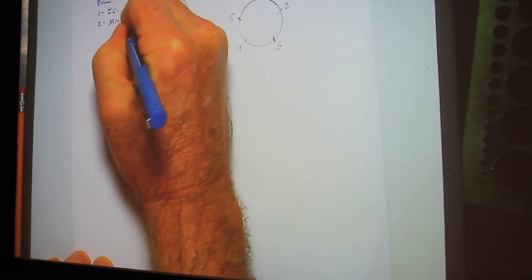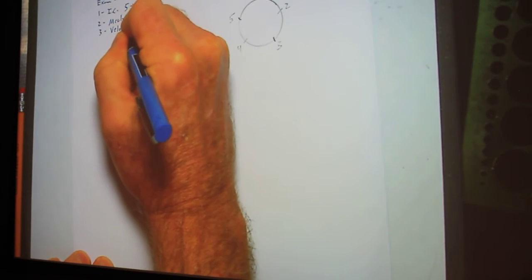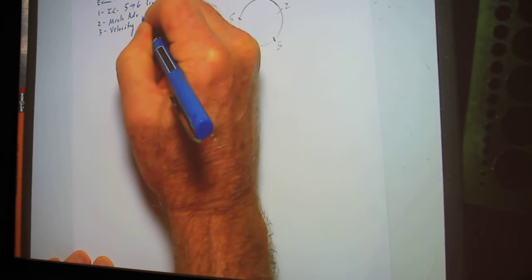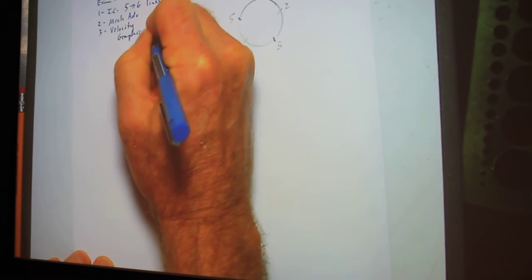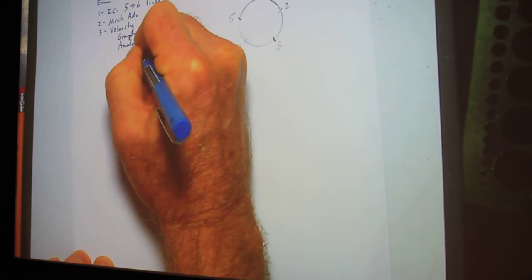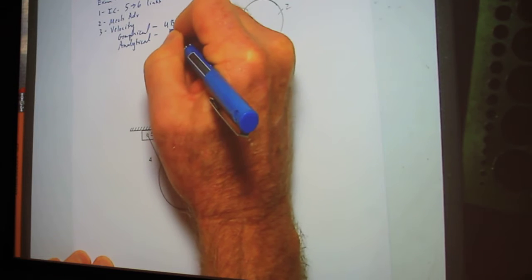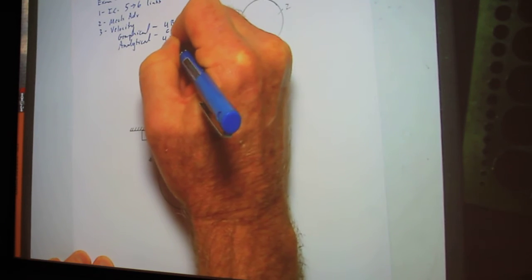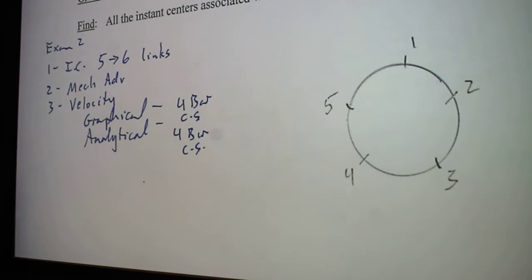Then you'll have a mechanical advantage problem. And then you'll have a velocity analysis. It could be graphical, it could be analytical, and it could be on a 4-bar or crank slide. So that's the possibilities on the exam.